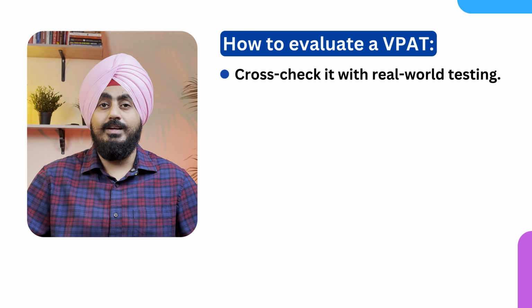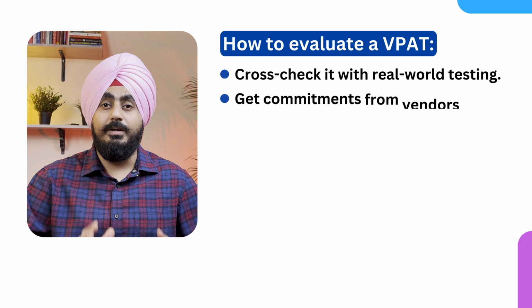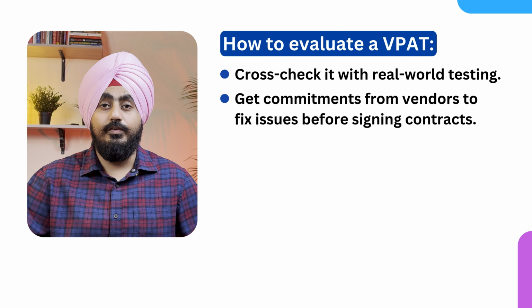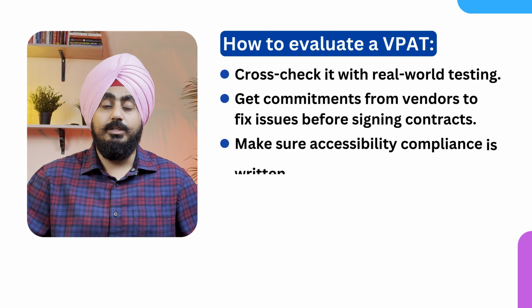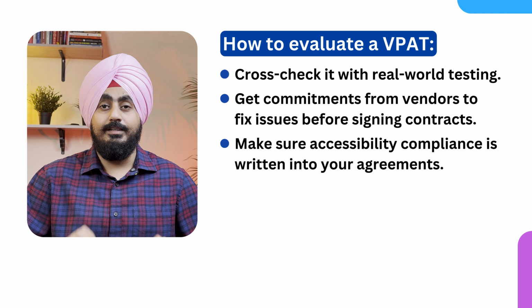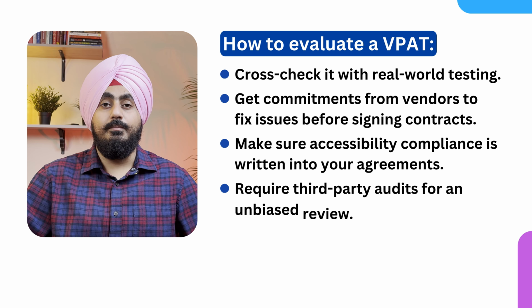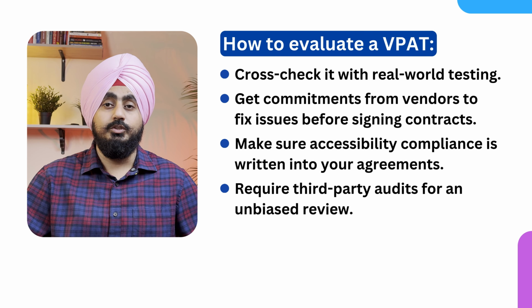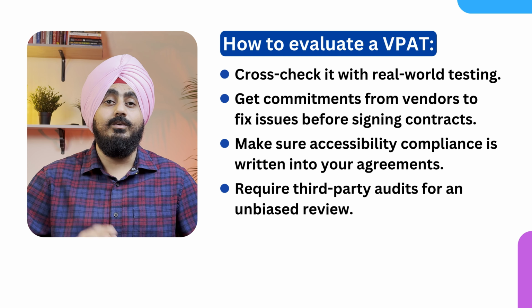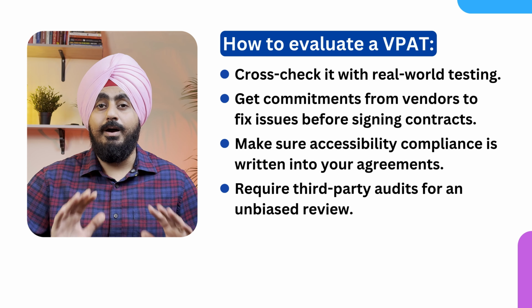You need to invest time in this. And if there are issues, get commitments from the vendor to fix those issues before signing contracts. Make sure accessibility compliance is written into your agreements. And finally, get a fresh VPAT after the vendor remediated the issues with the third-party audit vendor for an unbiased review. Understanding these elements ensure you don't just read a VPAT, you analyze it.